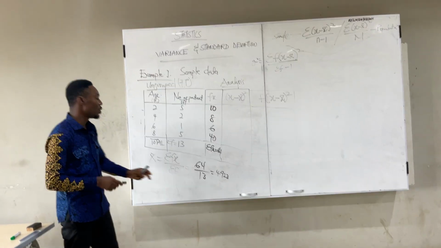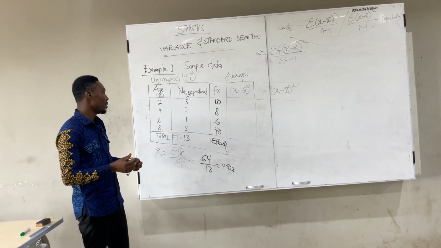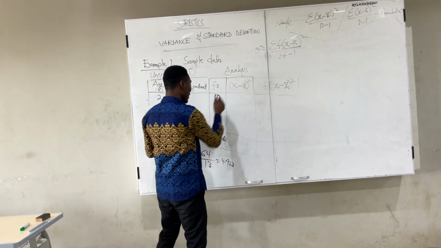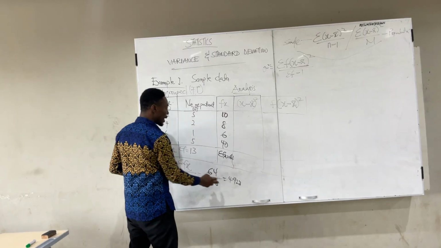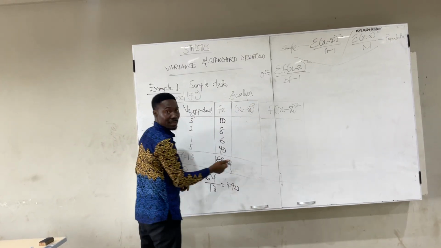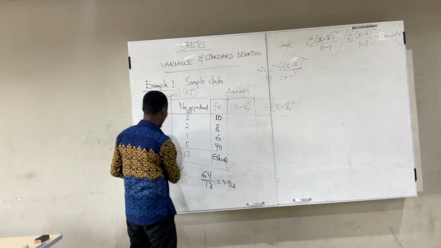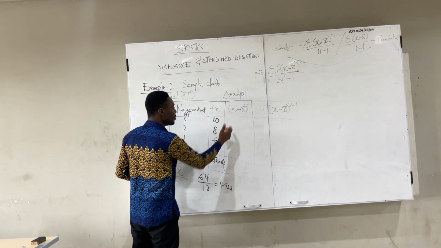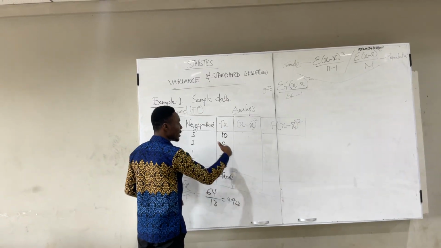Okay, so now that we have the mean, we can now compute the deviations. All it means is that when you take 2, you subtract the mean from it, then you square the answer. When you take 4, you subtract the mean from it, you square the answer. When you take 6, you subtract the mean from it, then you square the answer. When you take 8, you subtract the mean from it, then you square the answer.